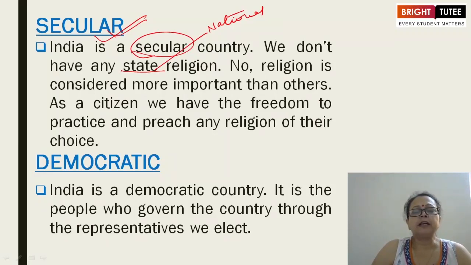Most of the religions of the world are followed in our country. Right from Hinduism, then Islam, we have Buddhism, Jainism, Sikhism, Zoroastrianism, Christianity. Maybe there are more religions followed by the people, but these are the seven most important religions of the world, which are all practiced in our country.